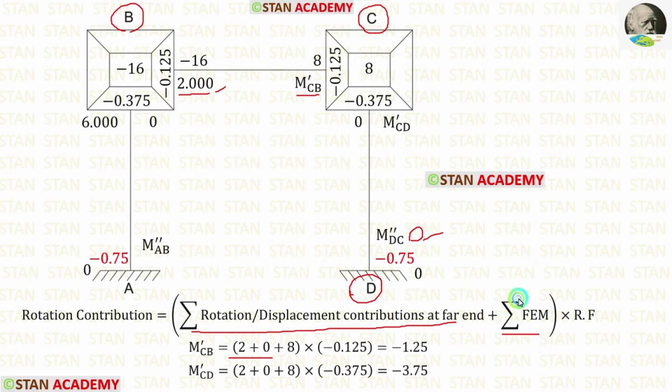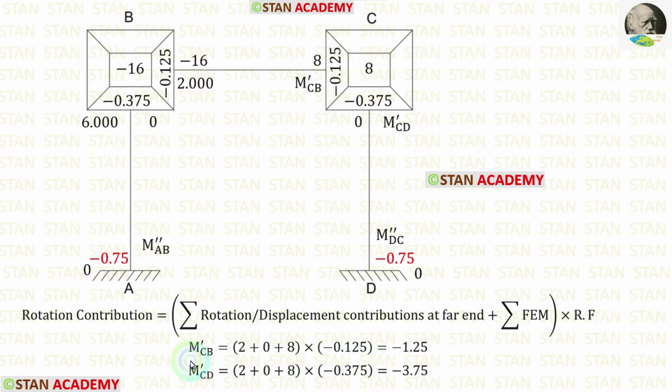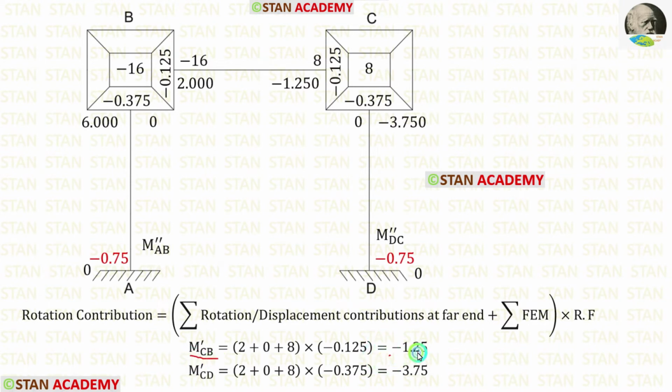The summation of fixed end moments is 8. The rotation factor for CB is minus 0.125. Finally, for M'-CB, we are getting minus 1.25. We know that in the formula for M'-CB and M'-CD, all the values will be same except the rotation factor. For CD, the rotation factor is minus 0.375. For M'-CD, we are getting minus 3.75. Let us apply the value of M'-CB here and M'-CD here.